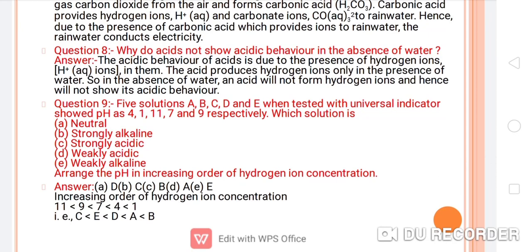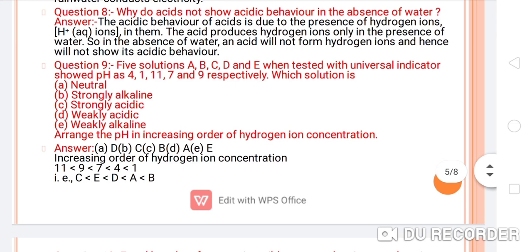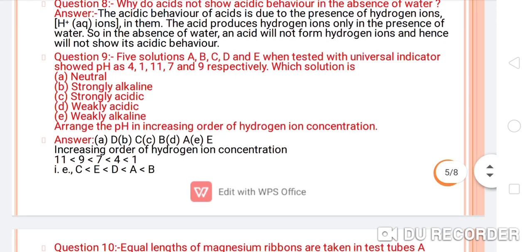The acid produces hydrogen ions only in the presence of water, that is the medium. So in the absence of water, an acid will not form hydrogen ions and hence will not show its acidic behavior. If no ionization takes place, it will not show the acidic behavior.